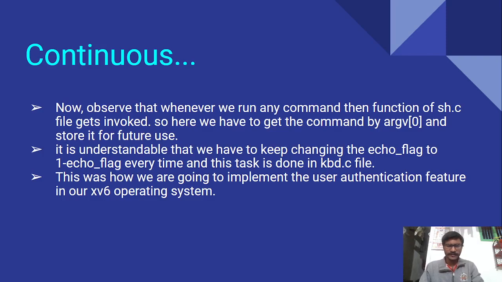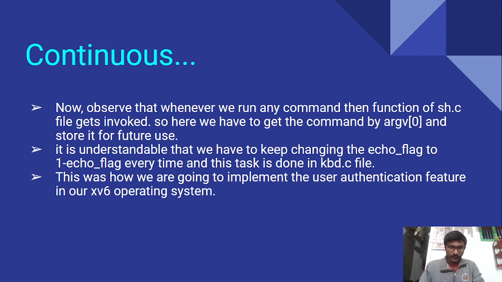Now observe that whenever we run any command, that then function of sh.c file gets invoked. So here we have to get the command by argv 0. So we will get the command which the user has just run and store the command for future use. Now it is understandable, and I already mentioned that I have to keep changing this echo flag from 1 to 0 and 0 to 1, means 1 minus echo flag.